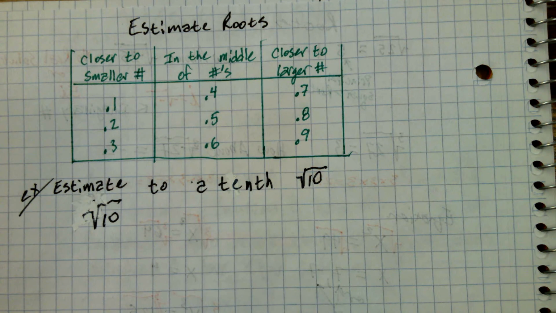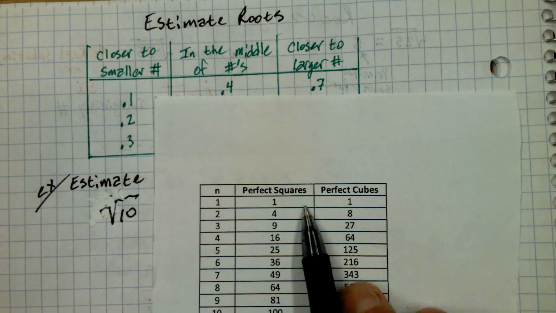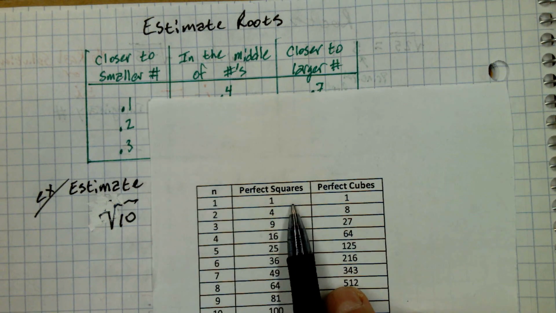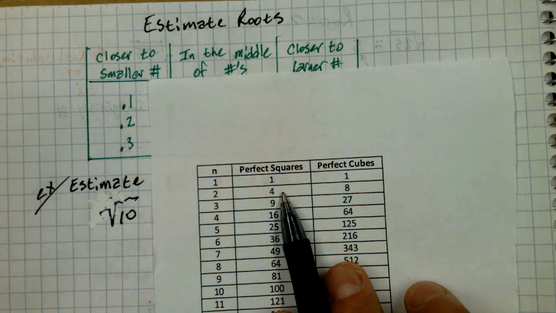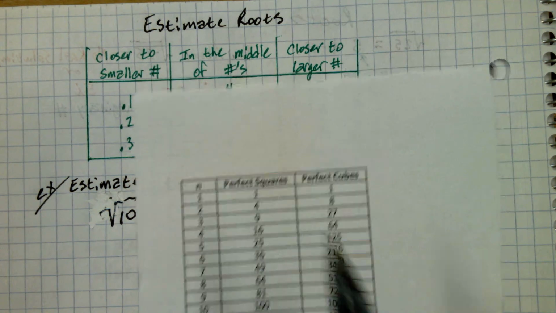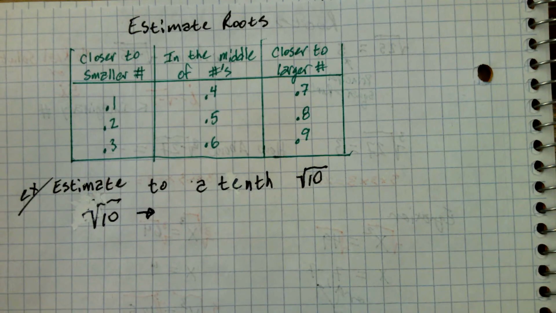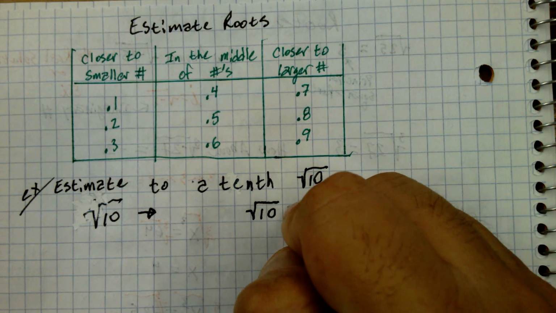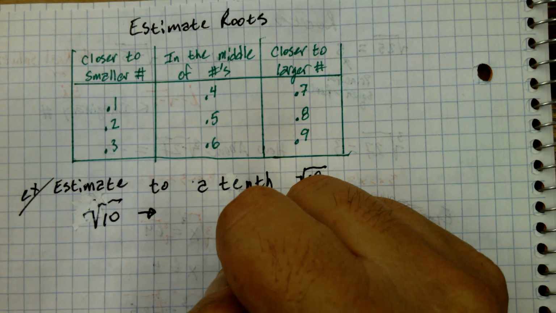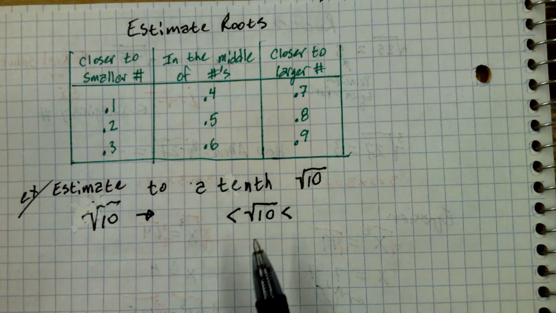What we want to do is pinch our square root of 10 value between two perfect squares. So we look at the perfect squares and ask, between what two numbers is the square root of 10? 9 and 16. So this is how we're going to do it. We're going to take the square root of 10, and I'm going to take some inequality symbols, like so, two less than symbols.